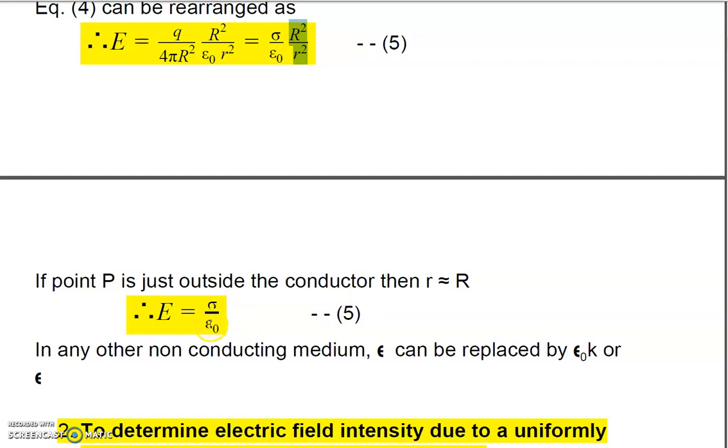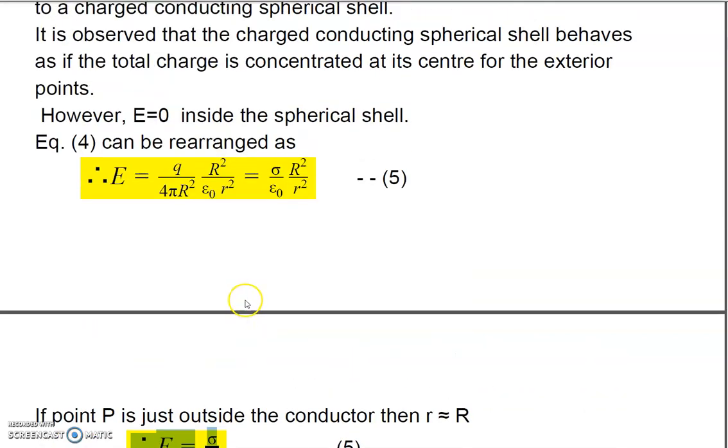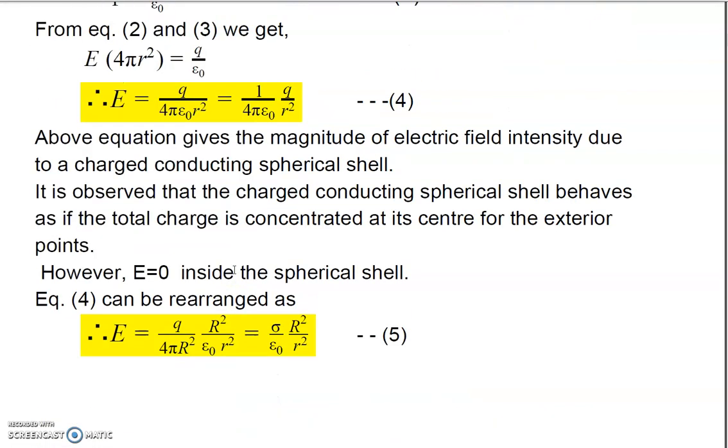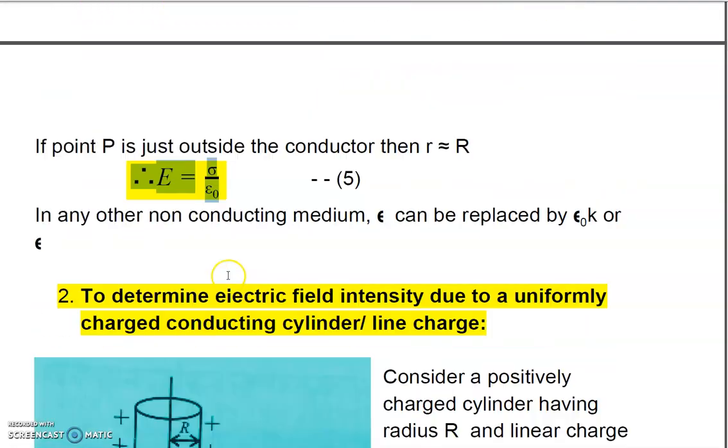If I am keeping my charged spherical shell in any other dielectric of constant K, this same equation would be written as E is equal to sigma upon epsilon 0 K, or I can even write it as sigma upon epsilon. In fact, in all these above equations 4, 5 and 6, I can replace epsilon 0 by epsilon 0 K if the surrounding has dielectric constant K.